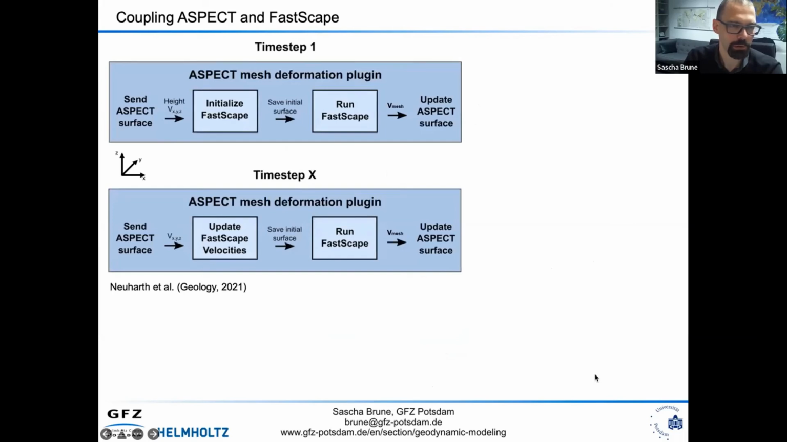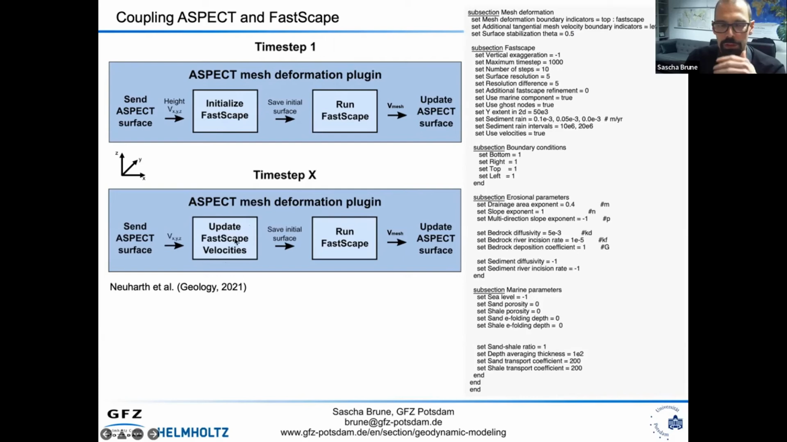What's important is that in the time stepping scheme, we initialize Fastscape only once. That's important because the high resolution topography of Fastscape, we want to keep that for all time steps, and we don't want to lose it by interpolating back to Aspect. This is how we started off, and where we realized that this is a lot of information that's lost. So we initialize Fastscape once, and then we update Fastscape all the time. During the cycle, Fastscape is always keeping its old topography in memory, and then this topography is updated in next time steps.